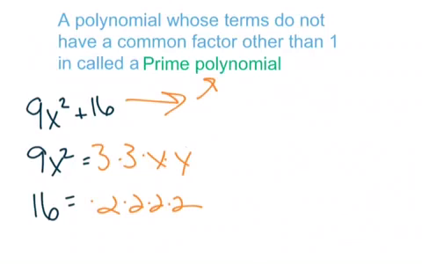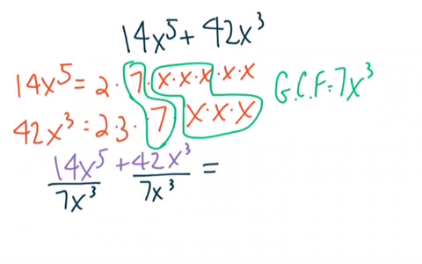And if you can't find any common numbers or any greatest common factors, it's just going to be a prime polynomial. Simple as that. Okay? Alrighty. So just keep that in mind.